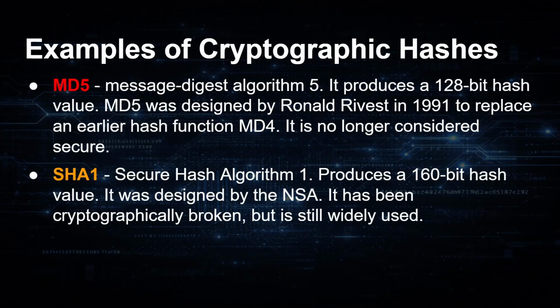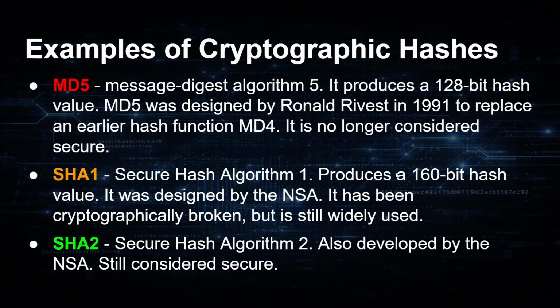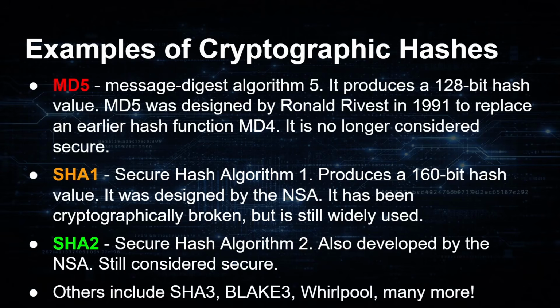Then there's SHA1, the Secure Hash Algorithm 1, which produces a 160-bit hash. It was designed by the NSA. It has been cryptographically broken, but only under certain circumstances, so it's still widely used. However, people are moving away from it. Then there's SHA2, Secure Hash Algorithm 2, also developed by the NSA and currently considered to be secure. And there are many, many others. There's SHA3, Blake 3, Whirlpool, and these are just 2 or 3.